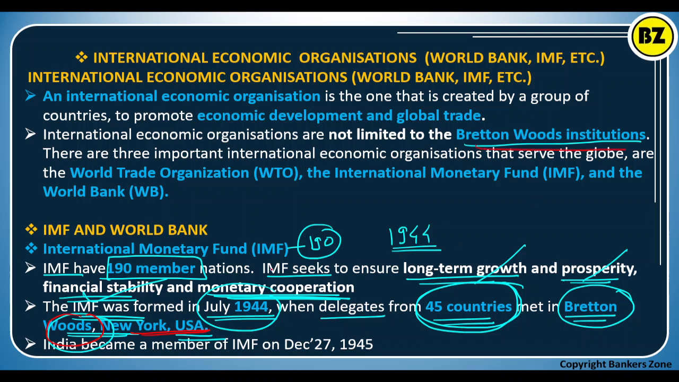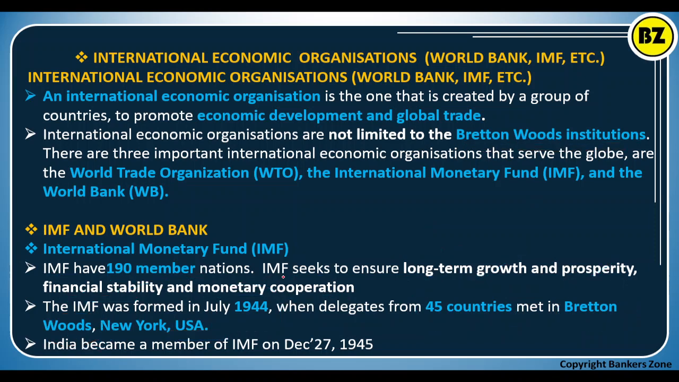and that's why IMF is called the Bretton Woods institution. Also remember, India became a member of the IMF very soon after the establishment, on December 27, 1945. Okay, 27 December 1945. So what is IMF? It is the International Monetary Fund. It has 190 members. It was established in Bretton Woods in the USA. That's why it is called the Bretton Woods institution. Apart from that, India is also a member of the IMF.